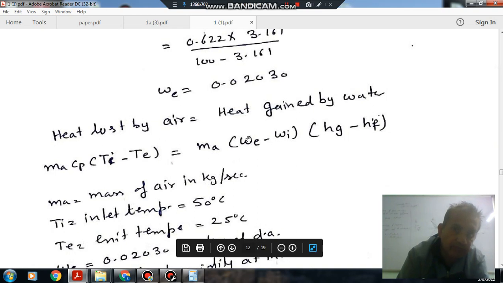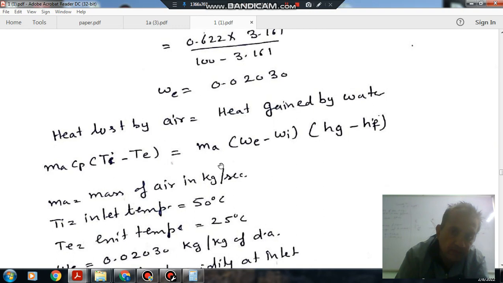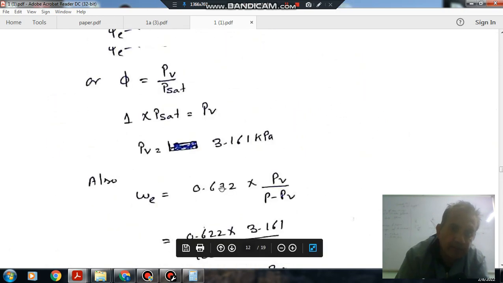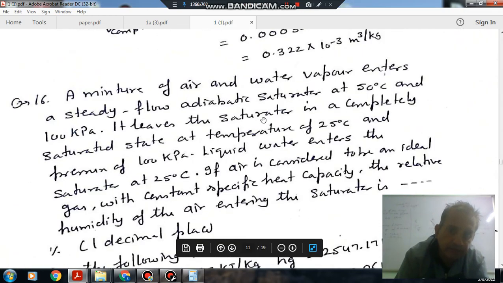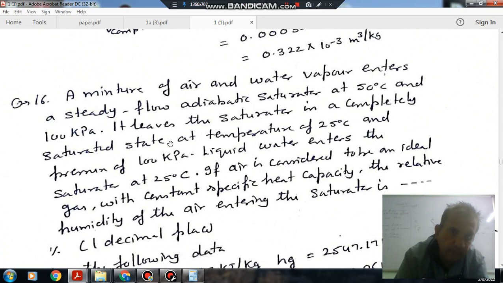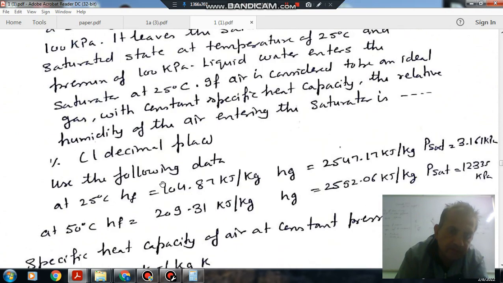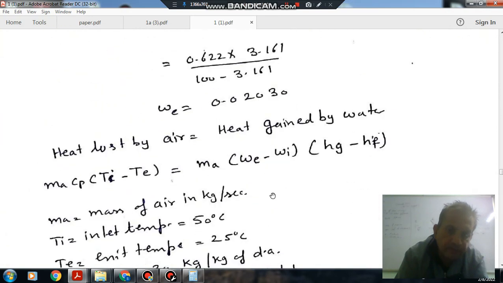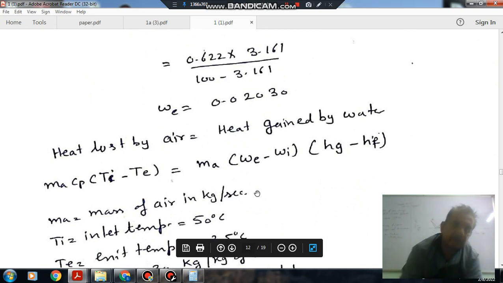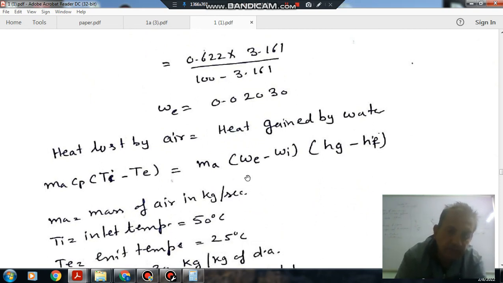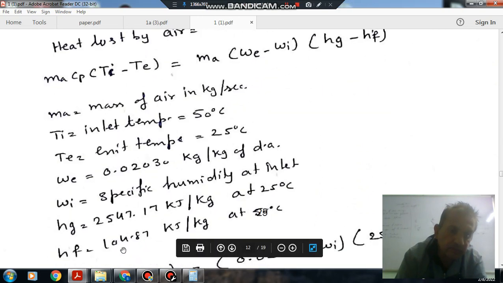So this heat loss will be gained by this water vapor, so its enthalpy will increase. Initially the water is added; liquid water enters saturated at 25 degrees Celsius. So the enthalpy of the water added initially is the saturated liquid enthalpy at 25 degrees Celsius. So that is this quantity.